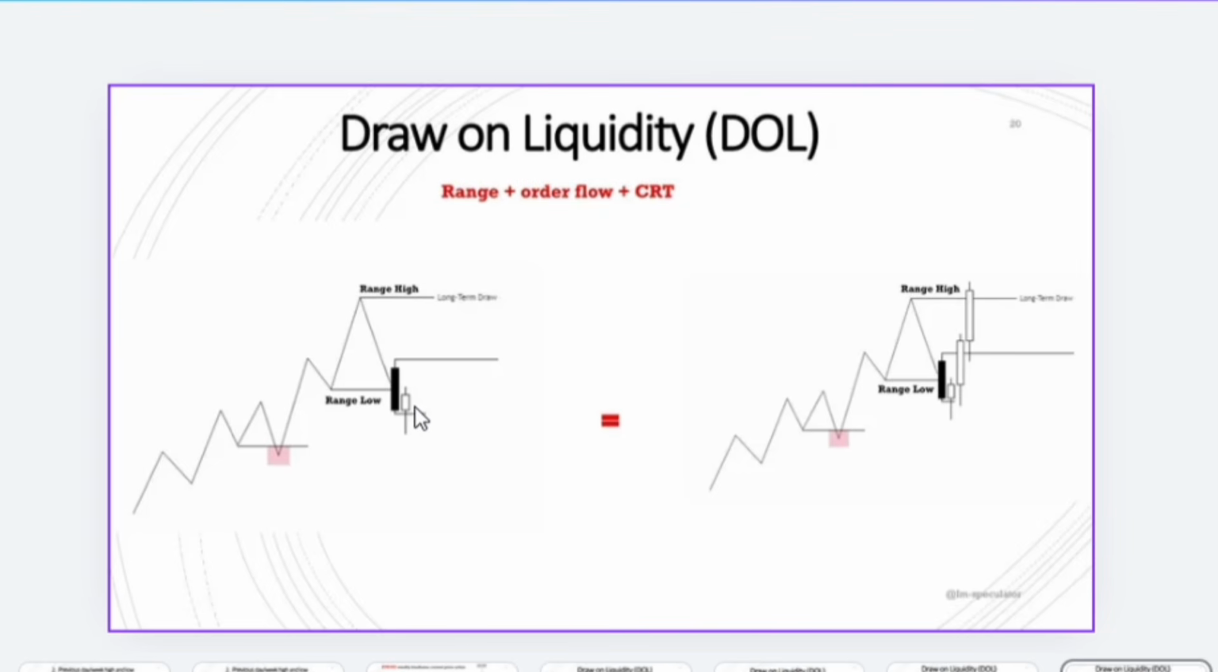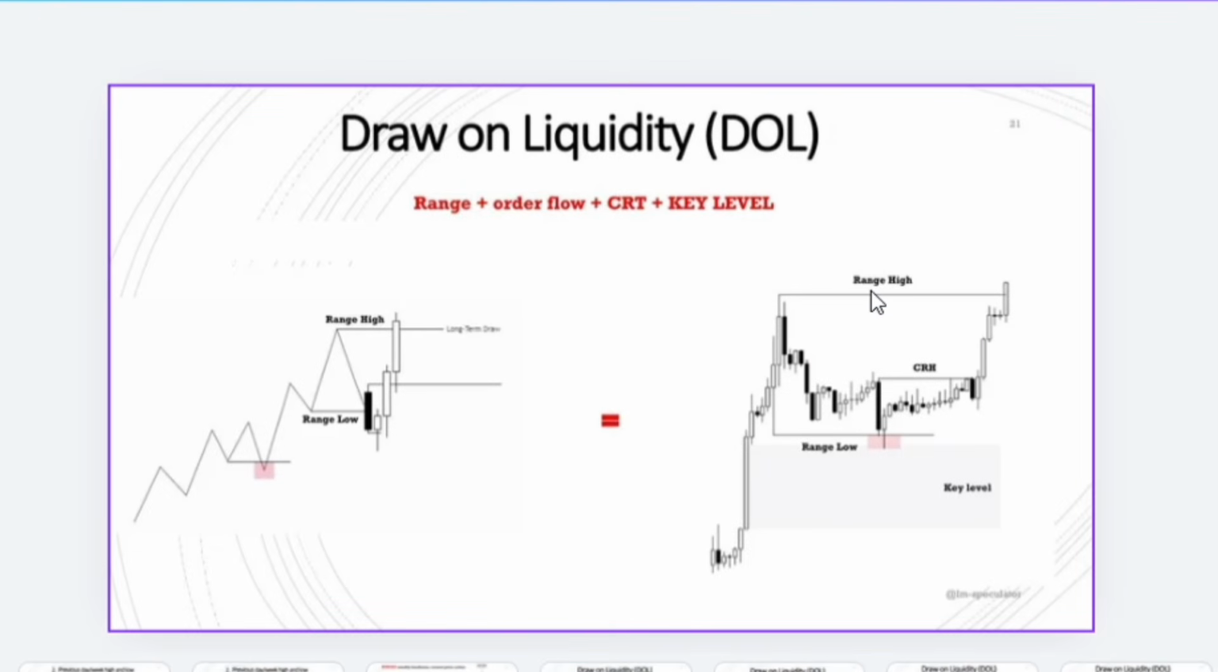The next candle should do what? Should do the expansion. Look at it here. Price sweeps below and closes inside, and the next candle does the what? Expansion. As simple as that. Let's add that with our key level.